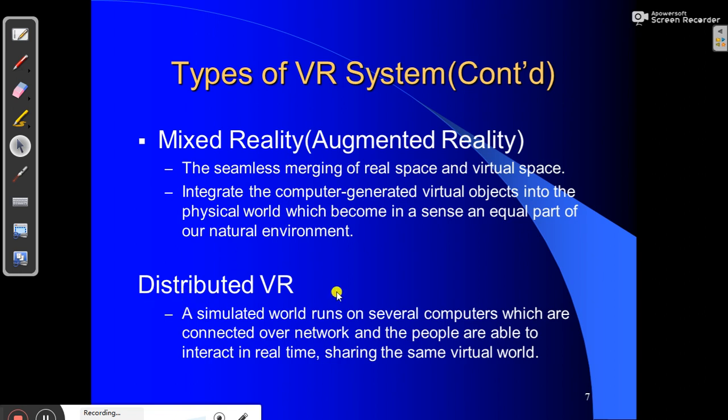Another type is distributed VR. A simulated world runs on several computers which are connected over a network, and people are able to interact in real time, sharing the same virtual world. It means lots of users can be connected over a network at the same time, in real time, sharing the same virtual world.